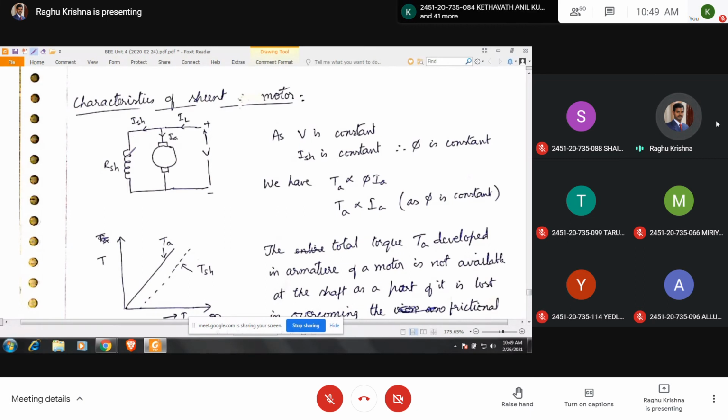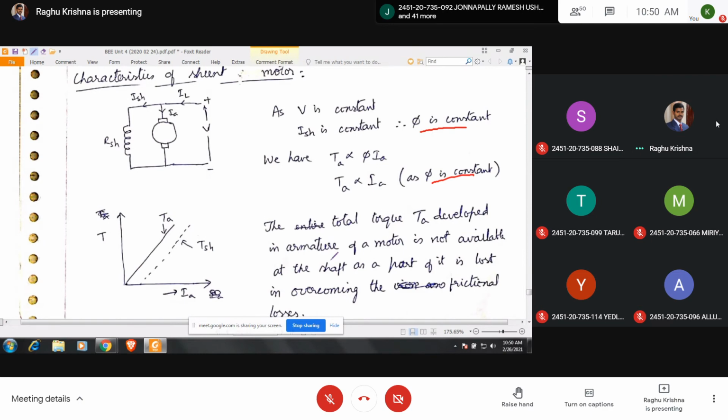If Ish is constant, what about the flux? Flux is constant. So finally here, flux is constant. We have torque proportional to flux into Ia, and as phi is constant, torque is proportional to Ia. So let us draw the characteristics. First characteristics, torque versus Ia. Torque versus Ia is a straight line passing through the origin.